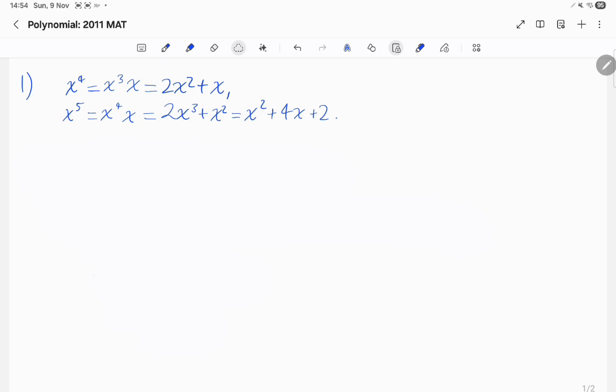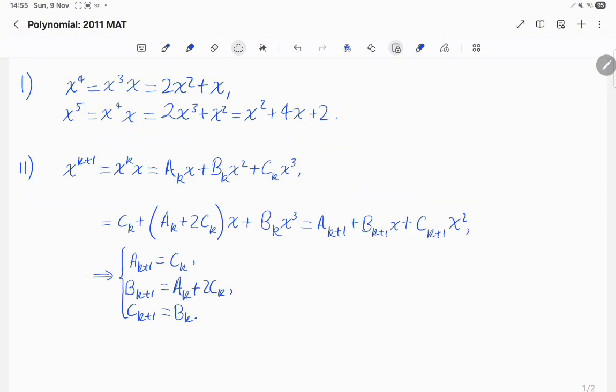Firstly, we'll calculate x to the 4, which is equal to x cubed multiplied by x. This should be equal to 2x squared plus x. Now we can calculate x to the 5 by taking x to the 4 multiplied by x, and this gives 2x cubed plus x squared. However, we already have an expression for x cubed, that is 2x plus 1, and therefore we can substitute this in to get that x to the 5 is x squared plus 4x plus 2, as required.